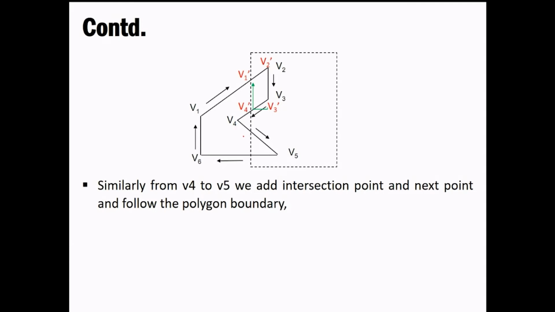Then what it says, we add the intersection point as well as the second vertex. And we have to follow the polygon boundary. So the polygon boundary is fine, we have to just follow the previous thing that we have seen in that algorithm. Okay, from V4 to V5.